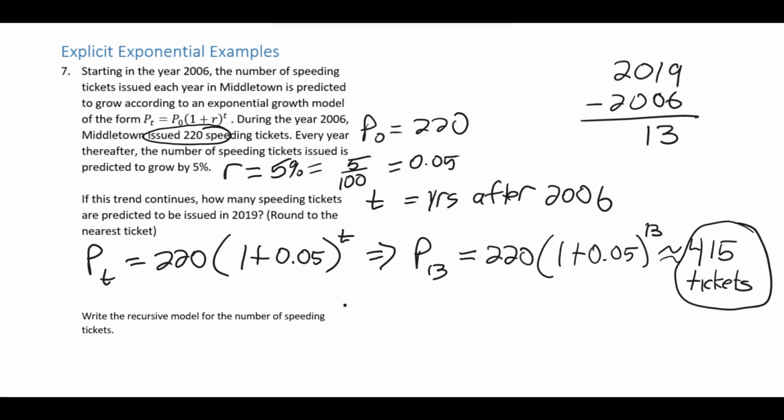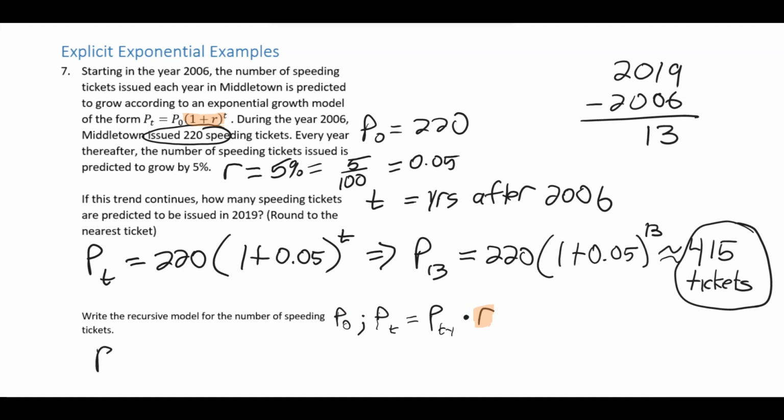Now the follow-up question, write the recursive model for the number of speeding tickets. The recursive model is P sub 0 is given, and P sub n, or I guess we could use T in this case, P sub T equals P sub T minus 1 times R. However, this R is not the same as the R before, so this is a confusing fact. This R and this R are not the same. Rather, this is the R in the recursive model. It's what's actually being multiplied over and over and over.